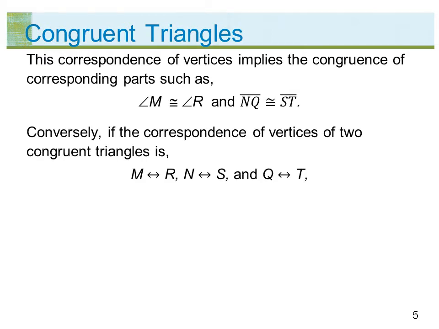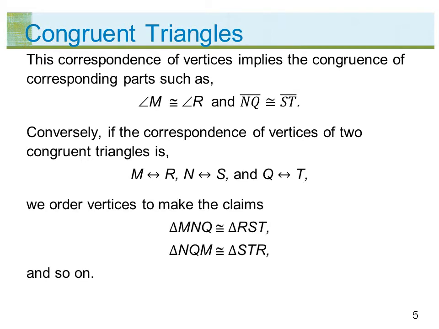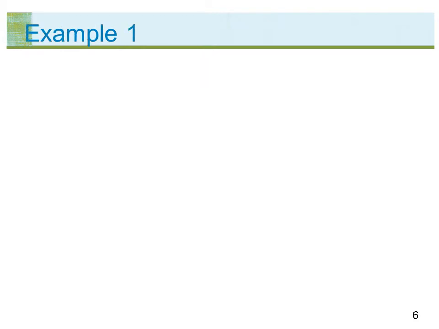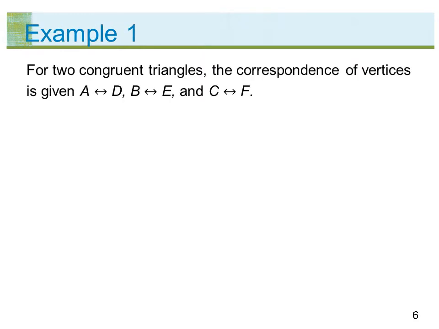Conversely, if the correspondence of vertices of two congruent triangles is M corresponds to R, N corresponds to S, and Q corresponds to T, we order the vertices to make the claims. Triangle MNQ is congruent to triangle RST. Triangle NQM is congruent to triangle STR, and so on. For two congruent triangles, the correspondence of vertices is given.